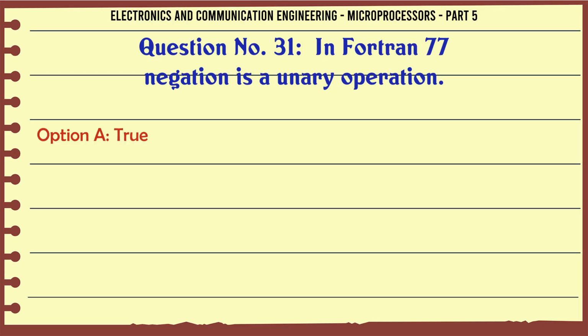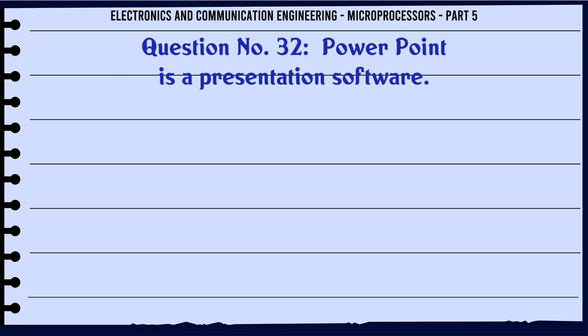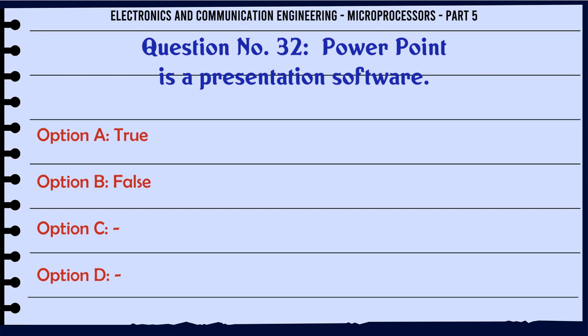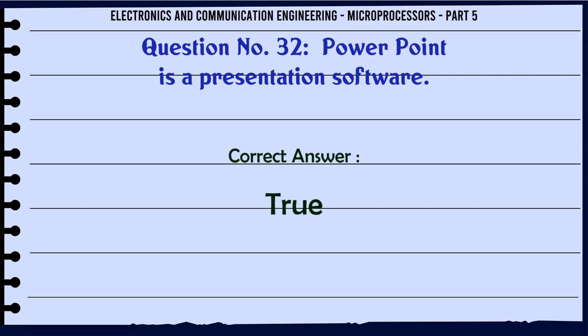In FORTRAN 77, negation is an unary operation. A. True, B. False. The correct answer is true. PowerPoint is a presentation software. A. True, B. False. The correct answer is true.